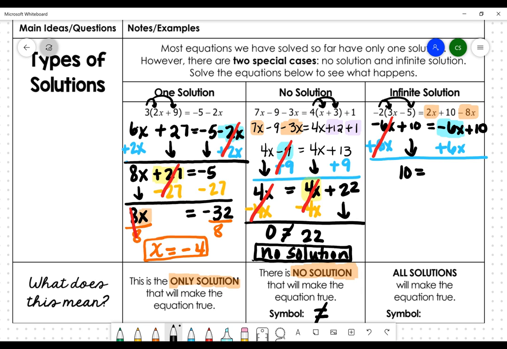Now I have negative 6x plus 6x again. They're opposites, so they cancel out. Bring down my 10. Does 10 equal 10? All day, every day. This is a true statement. Therefore, it doesn't matter what number I plug in for x, it'll give me the same number. So this is what we call infinitely many solutions.